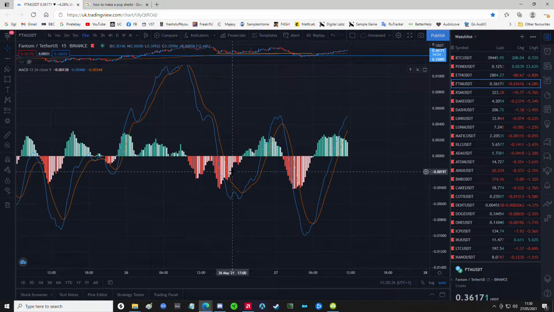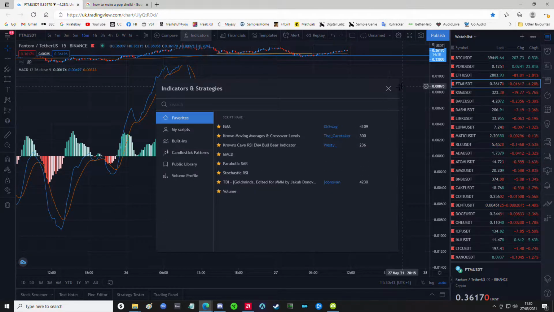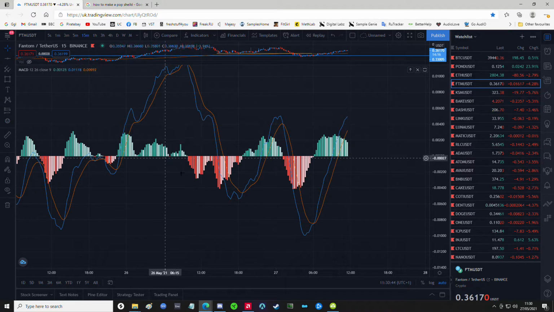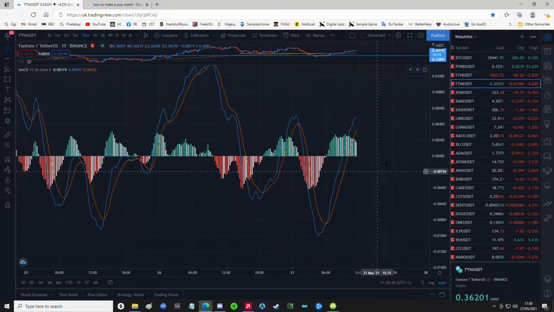So in front of me here, I've got the MACD up. You just go to indicators and type in MACD, and it will bring up a chart that looks like this. So in the middle, you have your histogram. That means that there is neither buying nor selling pressure, and there's nothing going on. When you see these green bars here, that means that there's buyers coming in. When you see red, it means the sellers are coming in.